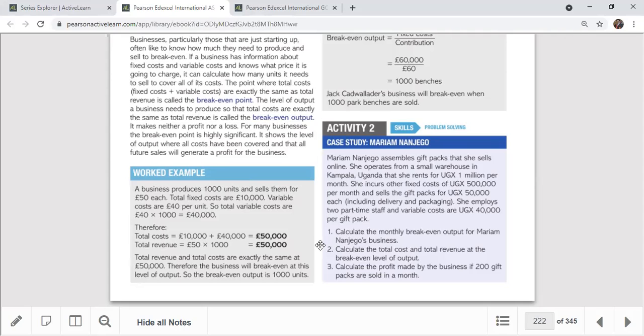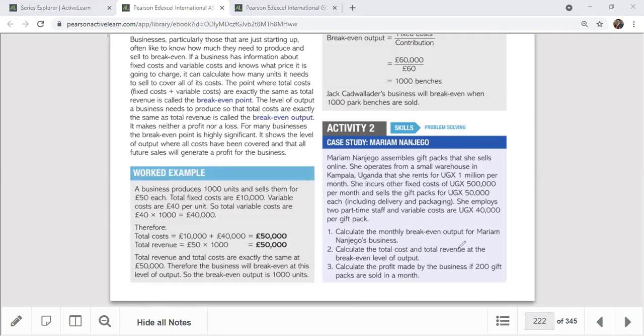In this case study, you can see we have 3 elements. They're asking to calculate the break-even output, calculate the total revenue and total cost at the break-even level of output, and calculate the profit made by the business if 200 gift packs are sold in a month. So I'll show this answer on the whiteboard. You can see this case study.